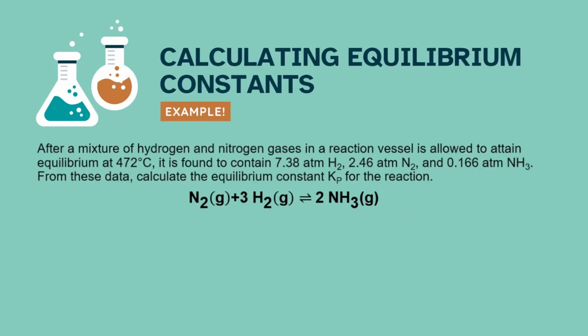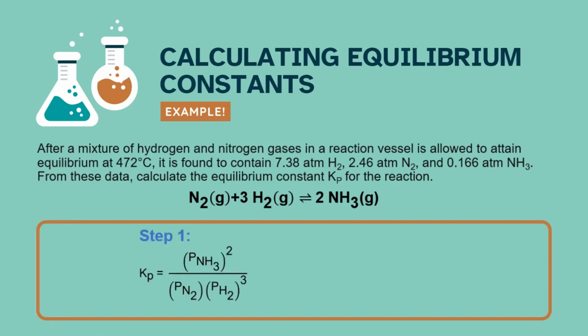Now let's try another problem about calculating equilibrium constants. Take time to read the problem first by pausing the video. So as we can see here, the problem gave the partial pressures of H2, N2, and NH3 at equilibrium. And so for the first step, we need to set up the equation for Kp. We use Kp since the given values are partial pressures.